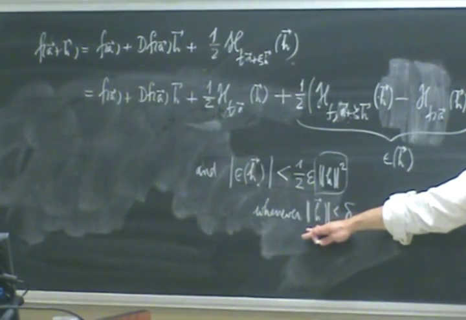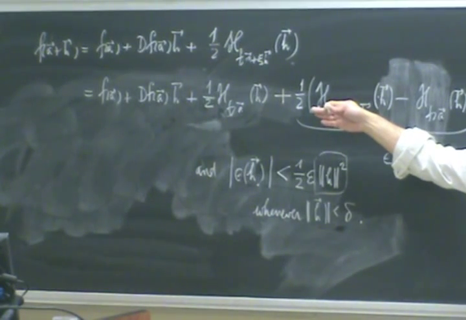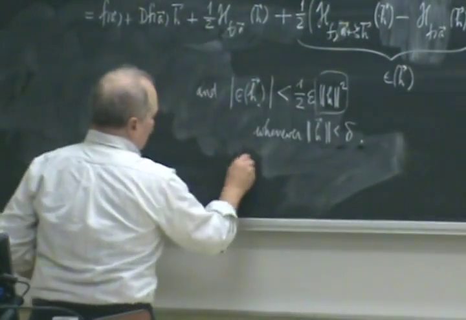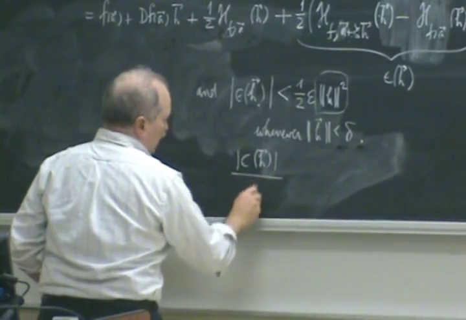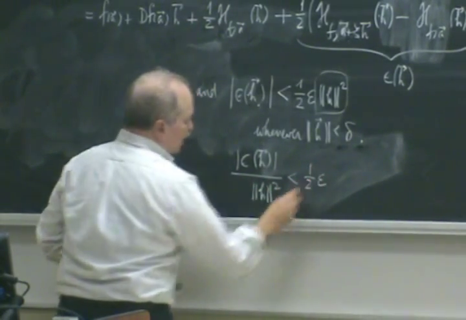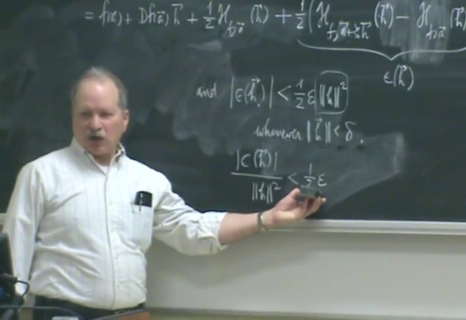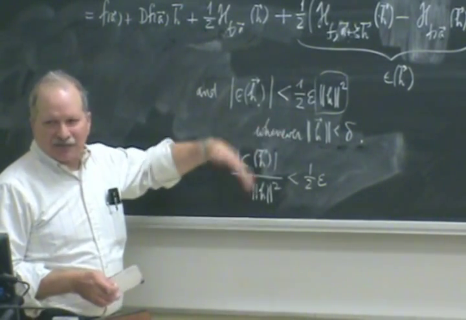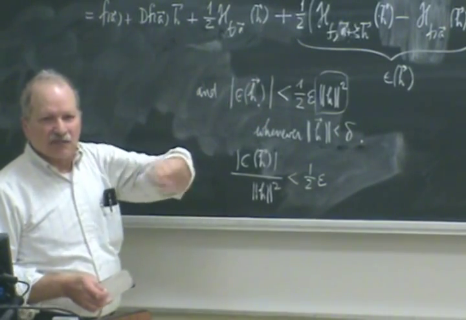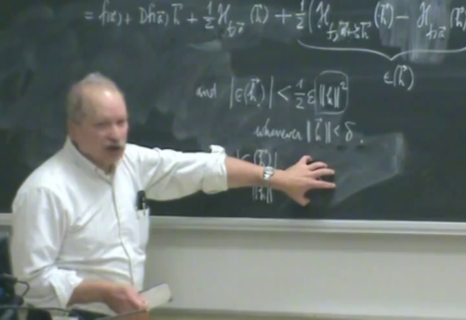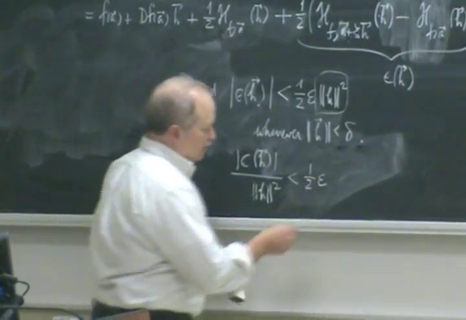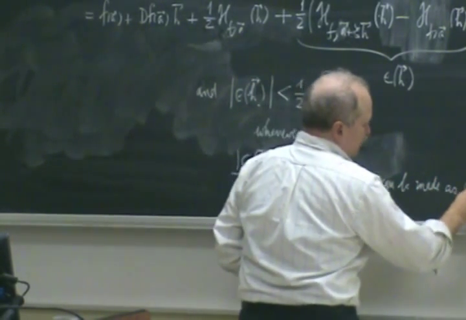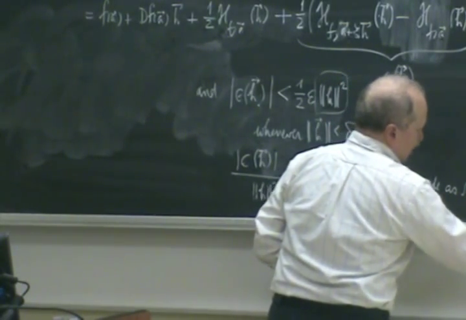But this is the standard game. You can make epsilon as small as you want by making delta smaller. So that means epsilon of h over magnitude h squared is less than half epsilon, and I can make that as small as I want by making delta smaller. That means this goes to zero as magnitude h goes to zero. That's the limit definition of something going to zero as magnitude h goes to zero. Definitions: you can make it as small as you want by making magnitude h small enough. Okay, so I'm saying we're done with the proof.